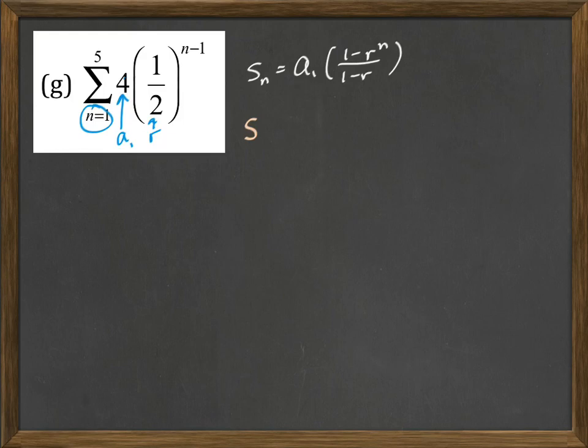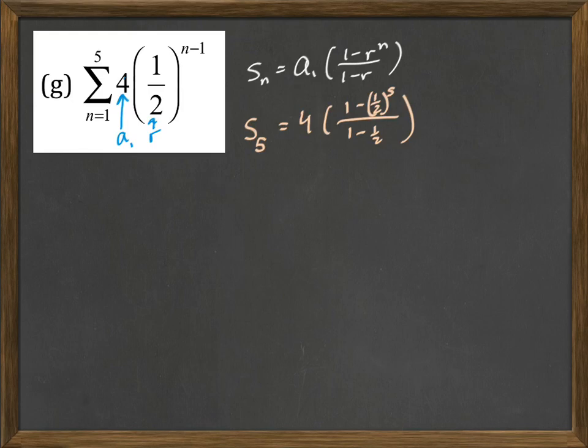Now we're starting at 1 and ending at 5. That means it's quite simple. Our number of terms is 5. Our first term is 4. We go 1 minus 1/2 raised to the 5th, because that's what n is. And then we're going to divide that by 1 minus 1/2, which is the r. And then we're going to be done. That's the thickness of this problem.